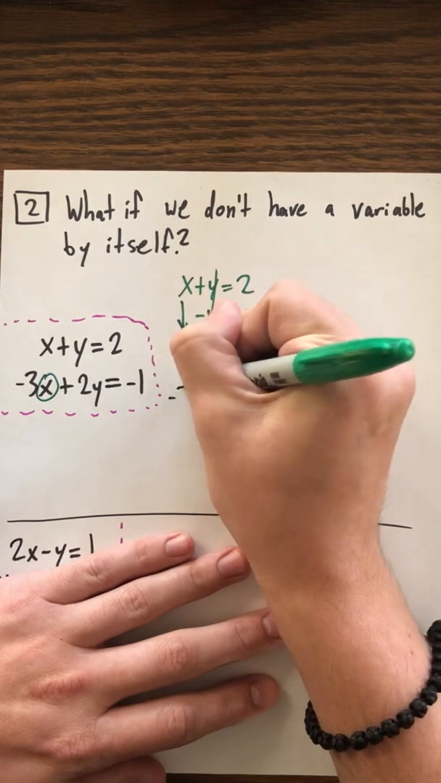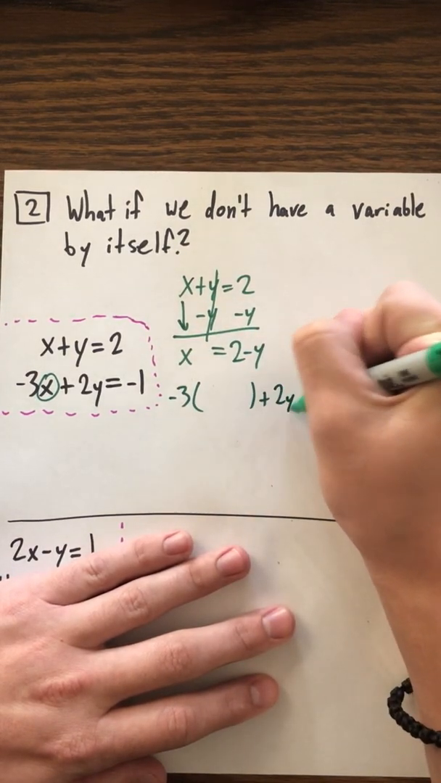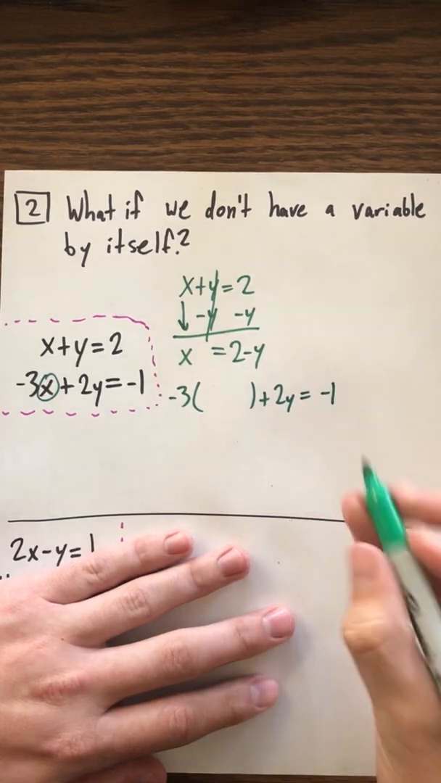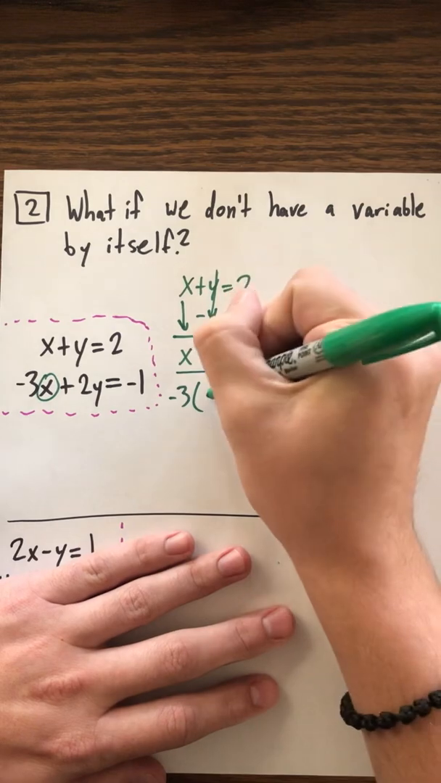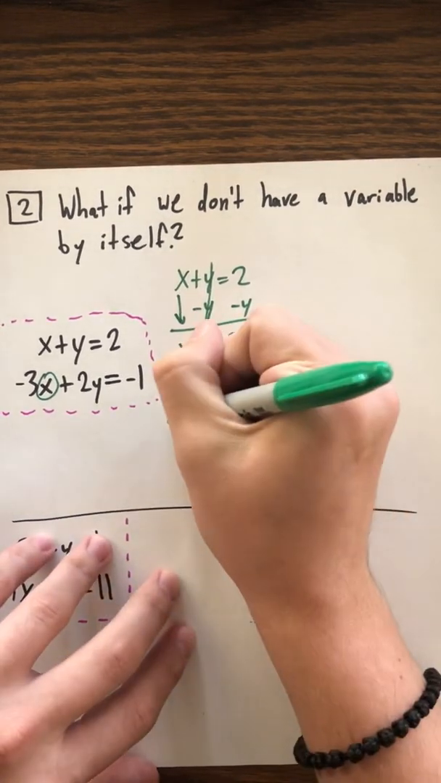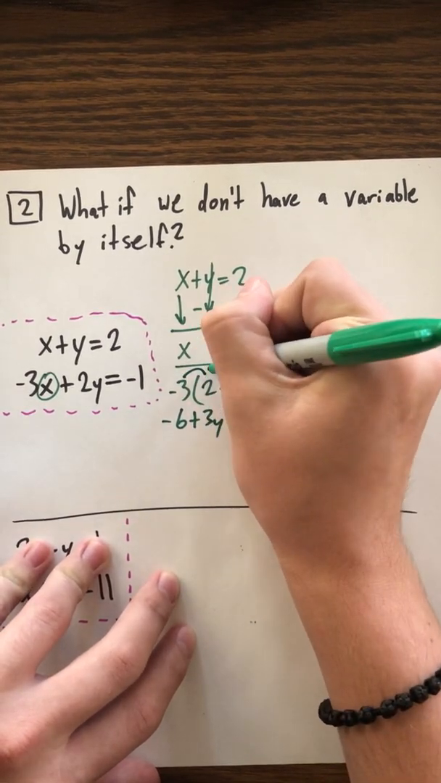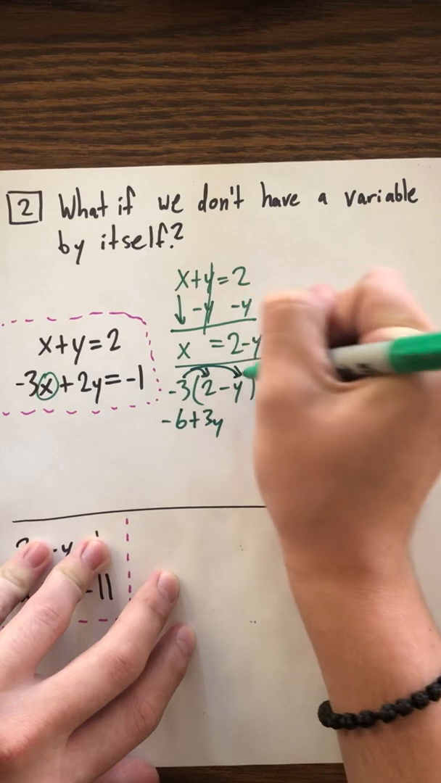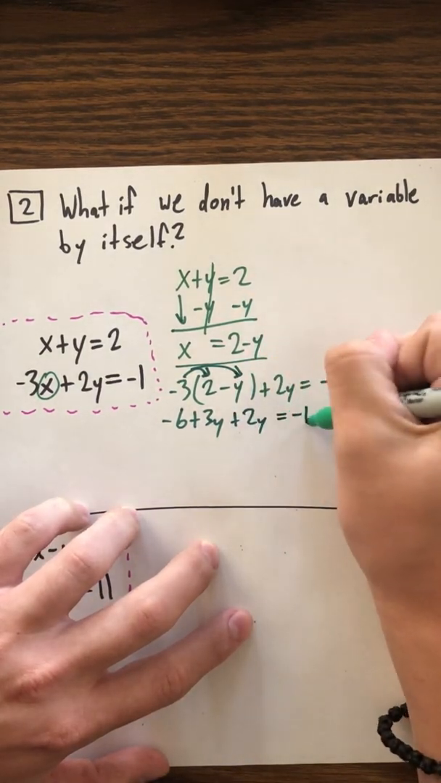So we can do negative 3, we'll leave a parentheses, and then plus 2y equals negative 1. And then we can just fill this in right here for our parentheses. So we can put 2 minus y. So then we're going to simplify and get negative 6 plus 3y by distributing this negative 3 to both terms inside the parentheses, plus 2y equals negative 1.